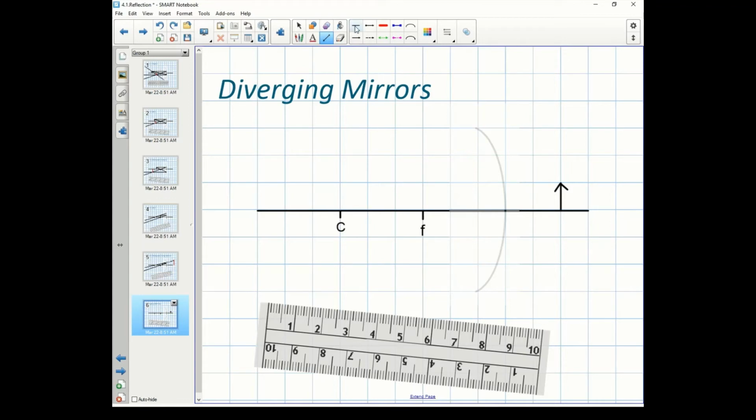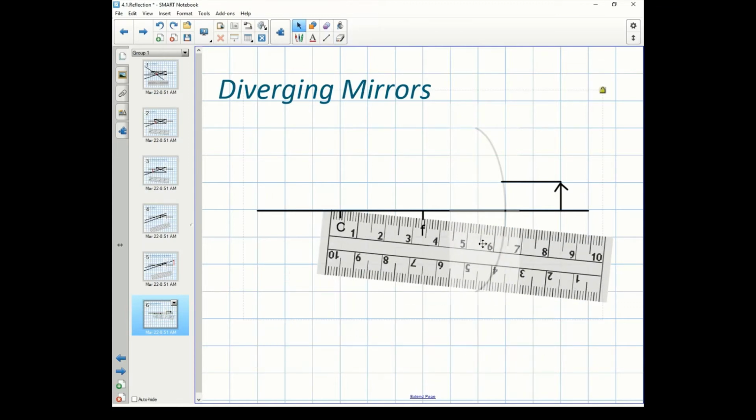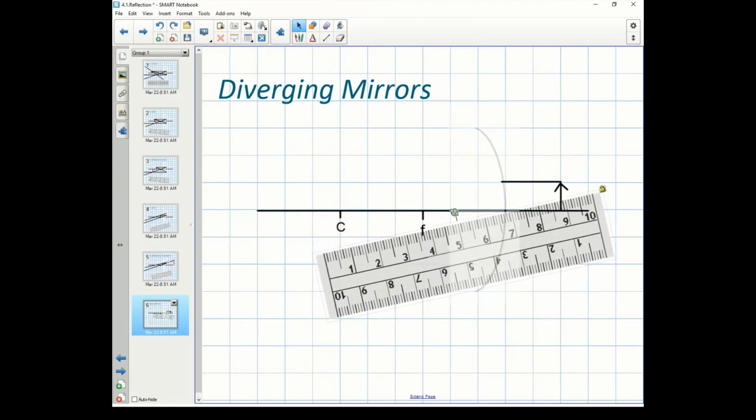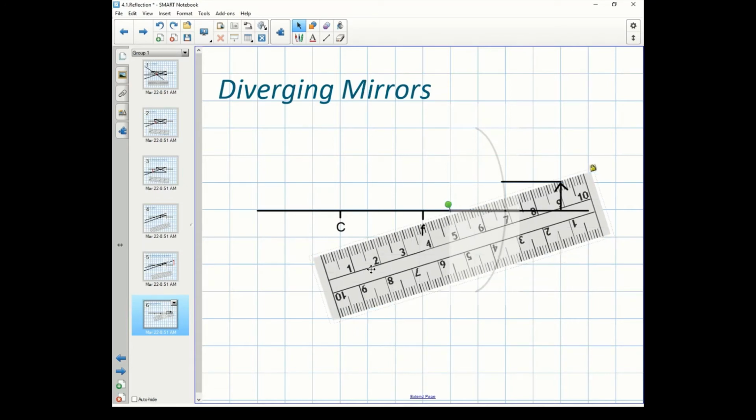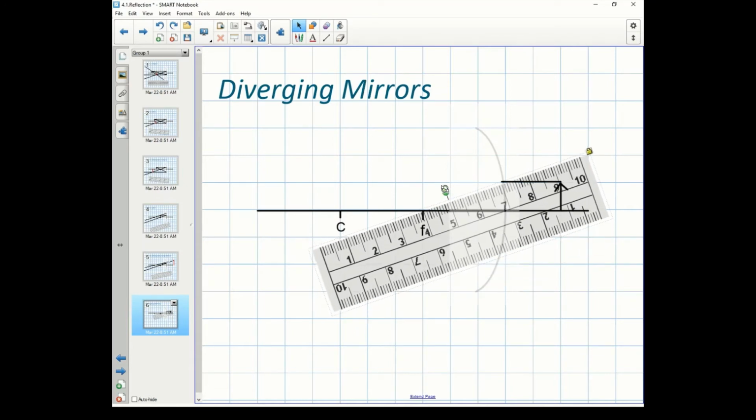Okay, so this one's a little bit trickier, but what we do is we go parallel to the principal axis, and then we grab our ruler. If that ray went inside of the mirror, it doesn't, it would go through the focal point there, but it's going to reflect off the mirror. So it's going to reflect like that. So that's going to be our first line that we draw on.